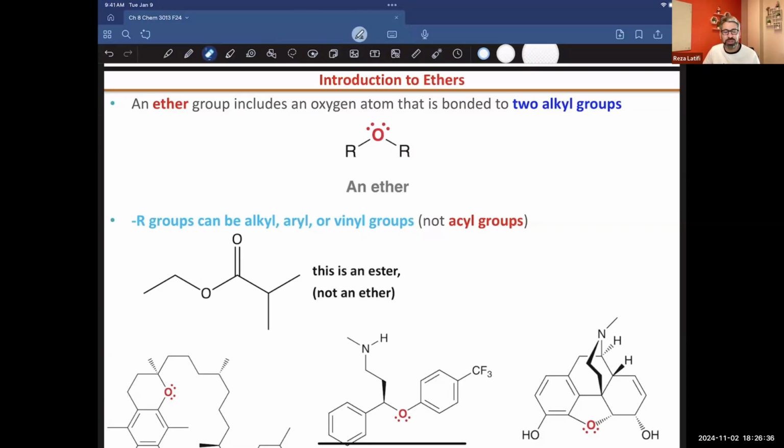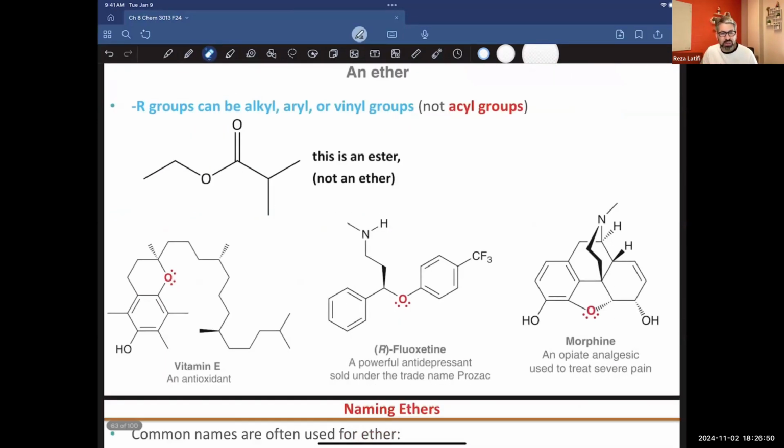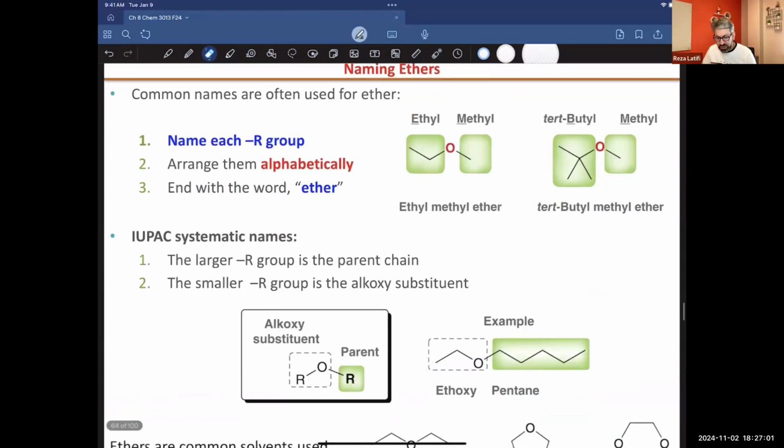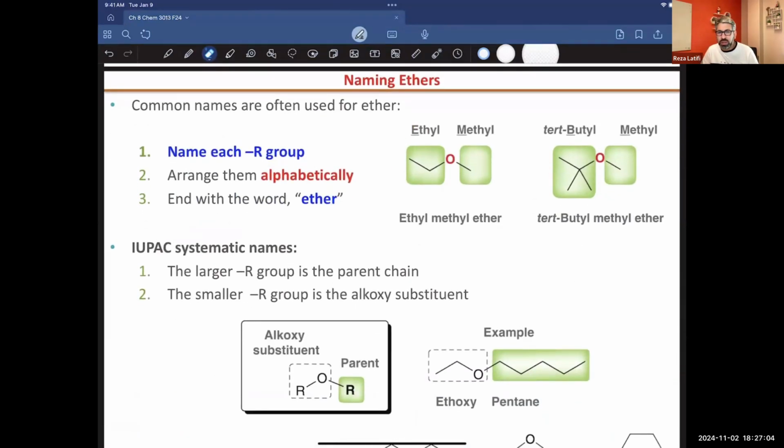In this lecture, we're going to go through ethers. Ether as a functional group has an oxygen attached to two carbons. Those two carbons can be identical or not. As you see here in this slide, we can find ether in vitamin E or other very common medicines. The first thing I'm going to go through is the naming of ethers.